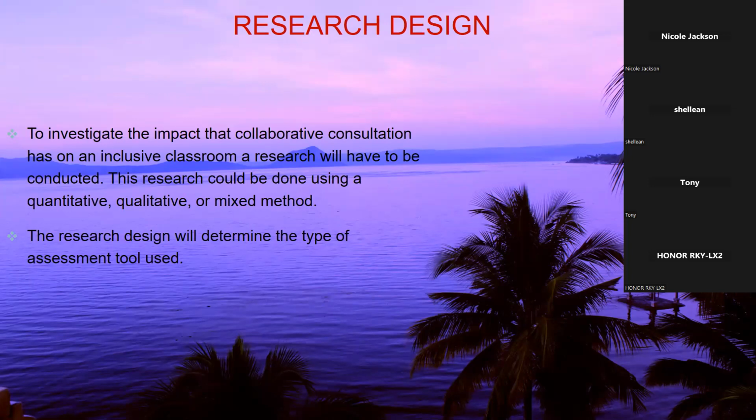So how you design your research will determine the assessment tool that you're using. This research could be done in a quantitative manner, where you could use, for example, pre-test, post-test assessment. It could also be qualitative, where you're looking at more description, and it could also use both. So for example, if I want to measure how collaborative consultation impacts inclusive classroom, then I could look at a cause-effect relationship or a correlation, right?